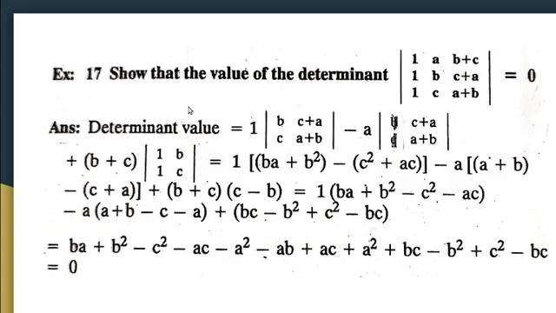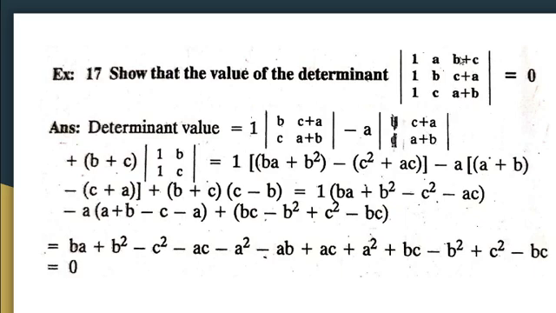Here we have another problem. Show that the value of this determinant is equal to 0. How can we calculate the determinant value? So take the first element 1, then cross out that row and column, take the determinant value of the remaining elements, b into c plus a, c into a plus b, then minus a, put a negative sign for the second element, then strike out the row and column in which that element exists, then find out the determinant of the remaining values, 1 c plus a, 1 a plus b.